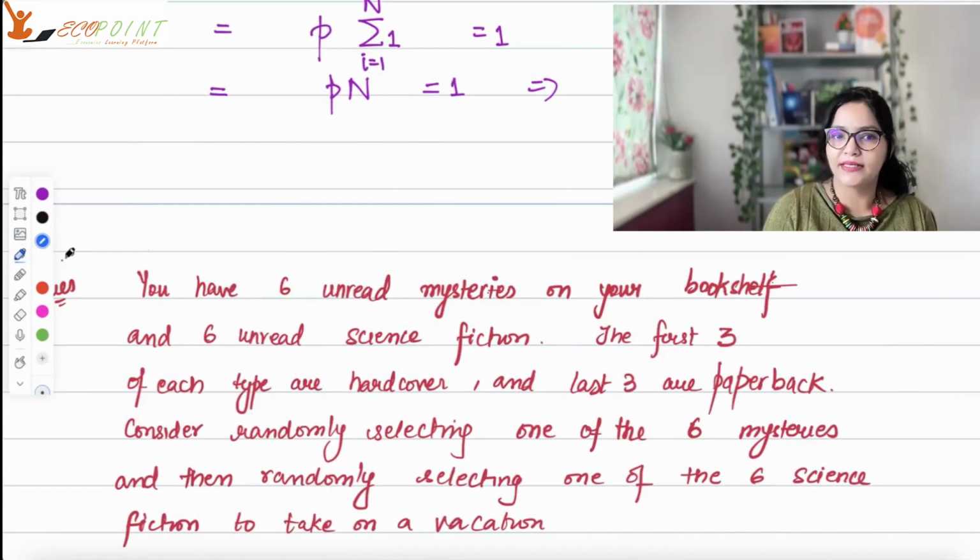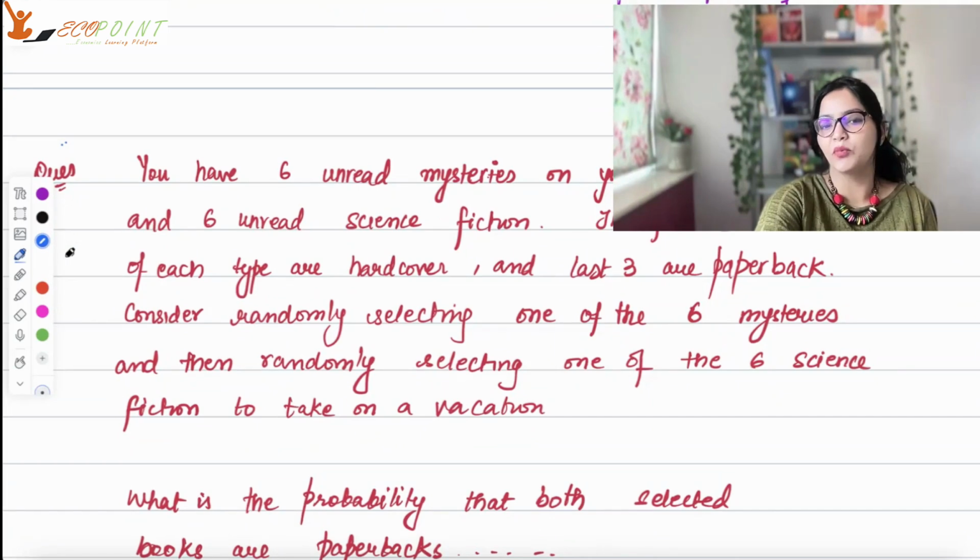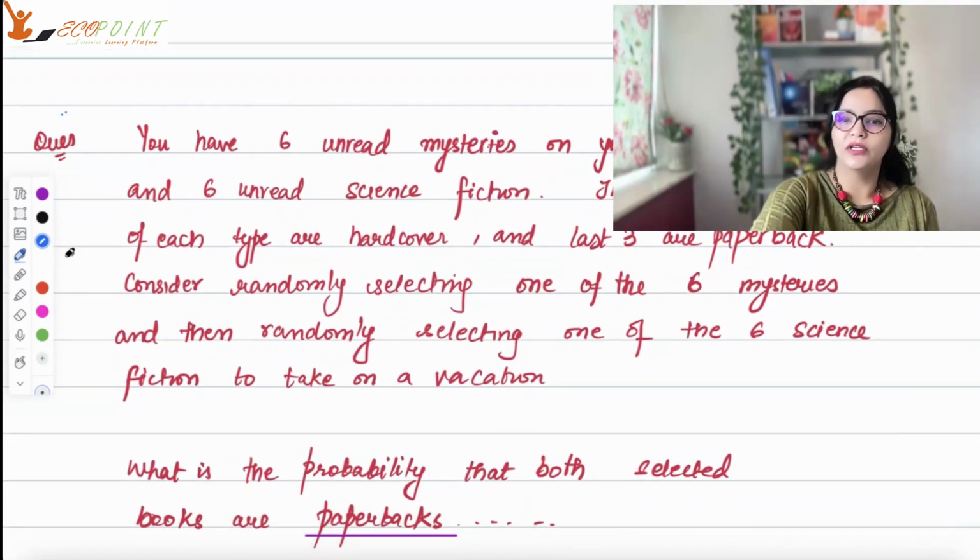Okay, here I gave you an example. You have six mysteries on your bookshelf and six science fiction. The first three of each type are hardcover and the last three are paperback. Consider randomly selecting one of the six mysteries and then randomly selecting one of the six science fiction to take on a vacation. What is the probability that both selected books are paperbacks? So in this question, there were two things, hardcover and paperbacks, and six mysteries, six science fiction. Within each, half of them are hardcover, half of them are paperbacks.